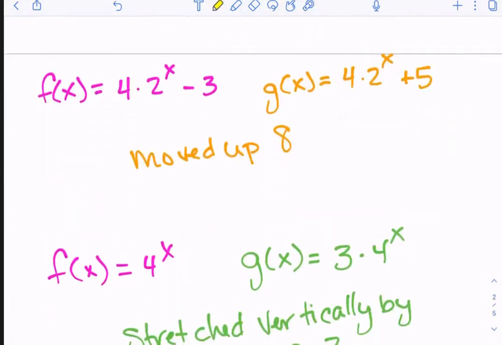Okay, we've got 4 times 2 to the power of x minus 3, and then 4 times 2 to the power of x plus 5. So we were at negative 3, and now we're at positive 5. So these are the values at the end, or the k values. They're not associated with the x. So this number at the end is either moving up and down. It's talking about your y values. So if you start at negative 3 and then go up to positive 5, that is 8 up, 8 positive up.